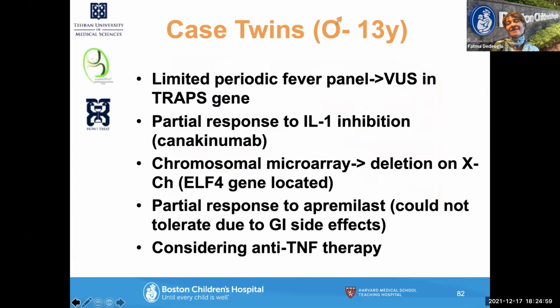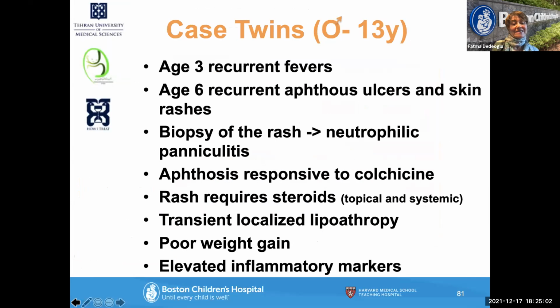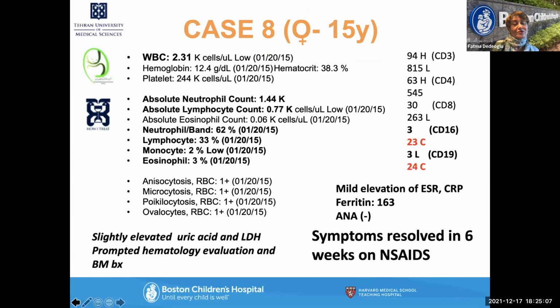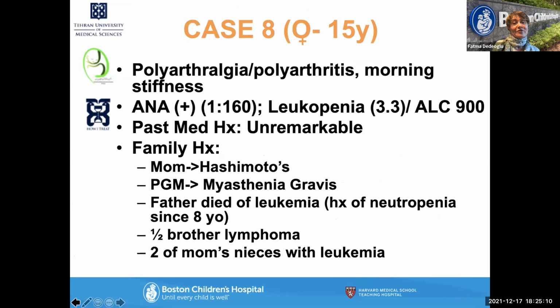I just think each one emphasizes some of the things that we don't want to give up. Like this case, the reason I brought it is one of my patients that, when I first met her, came with just 6 weeks of polyarthralgia, polyarthritis, morning stiffness, ANA positivity, but had severe leukopenia at the time. Past medical history was unremarkable. The family history had some autoimmune conditions, and her father died of leukemia, a half brother had lymphoma, and 2 of mom's nieces had leukemia. So I just kept that in mind.